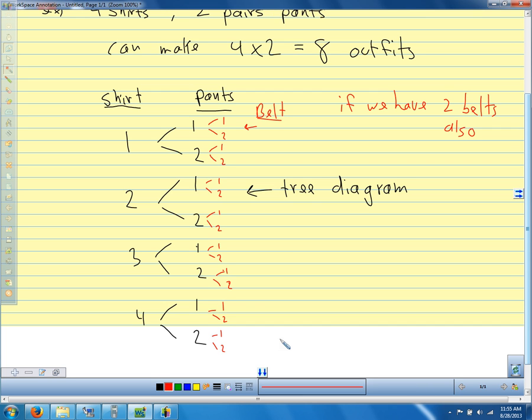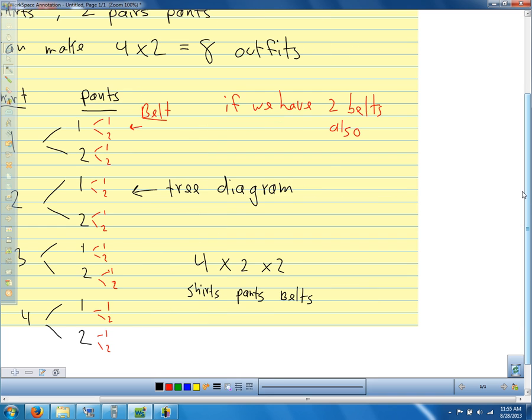Well, what's another way I can get 16? 4 times 2 and then another 2, so 4 times 2 times 2. So I have 4 for the shirts, times 2 for the pants, times 2 for the belts. And if we wanted to add more stuff on, for each additional thing we'd add on, we would multiply again. So this gives me 16, just like we counted over here.